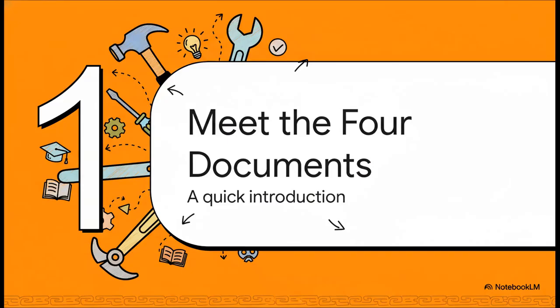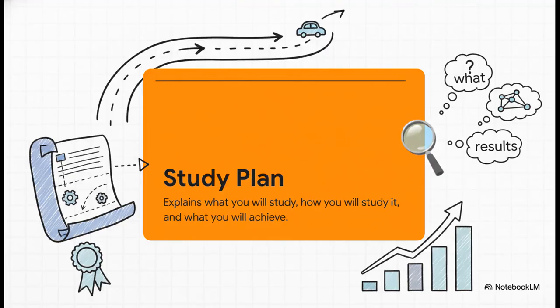So first things first, let's formally meet the 4 key documents. I want you to think of them as different tools in your application toolkit. You wouldn't use a hammer to saw a piece of wood, right? Same idea here. Each one has a very specific job to do. Let's get into it.